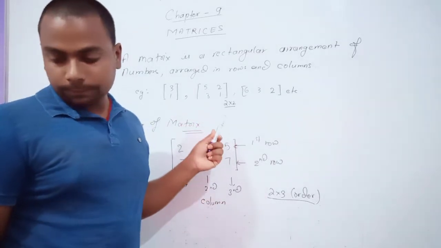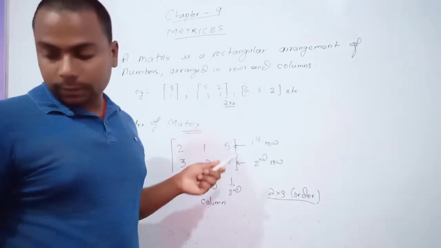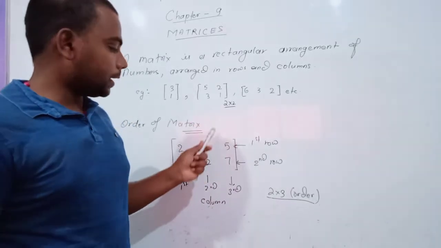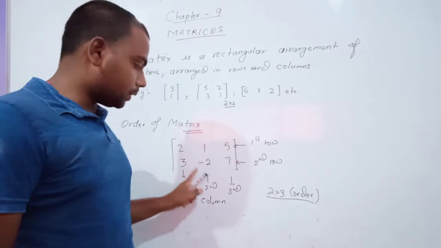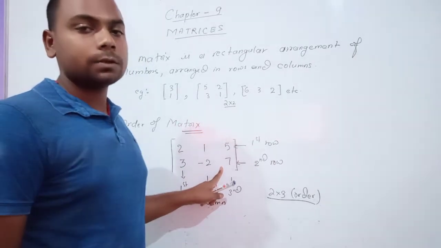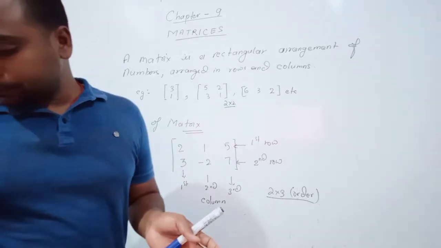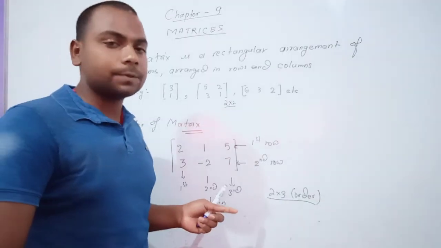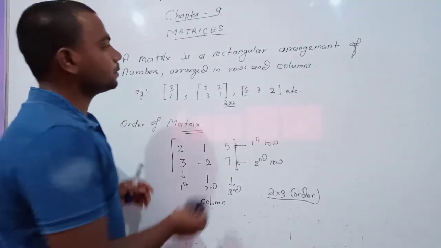Next we will see elements of the matrix. Already we have seen that the numerical values inside are considered the elements of the matrix. Next we will be coming to the types of matrices. What are the types of matrices?